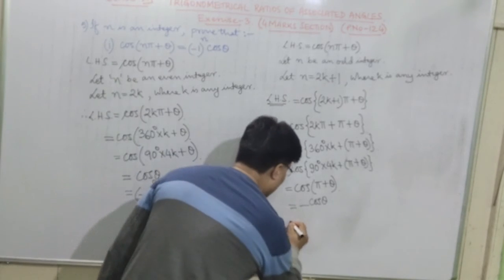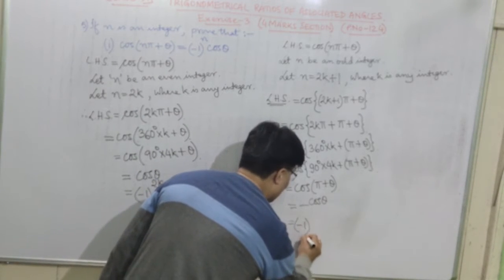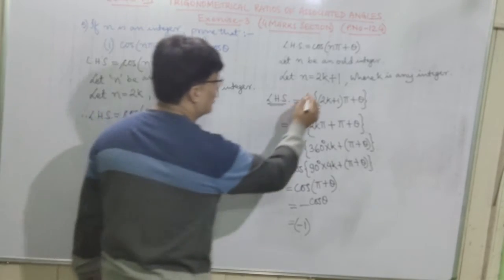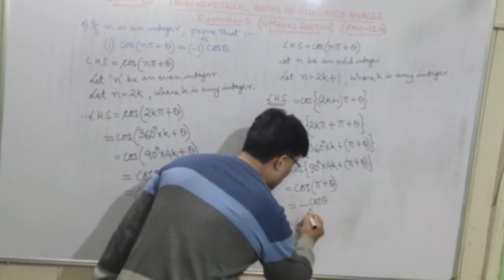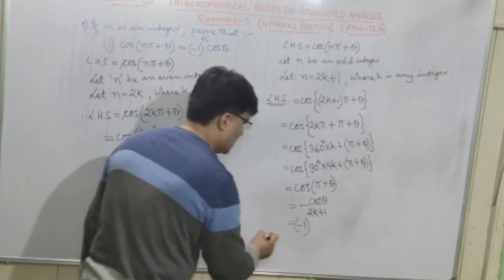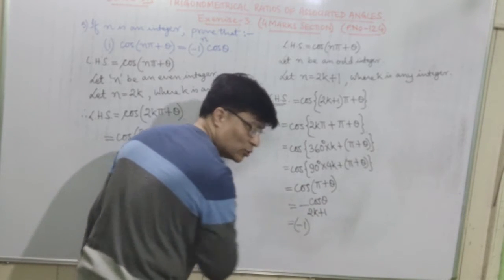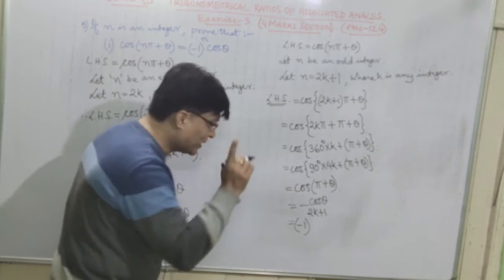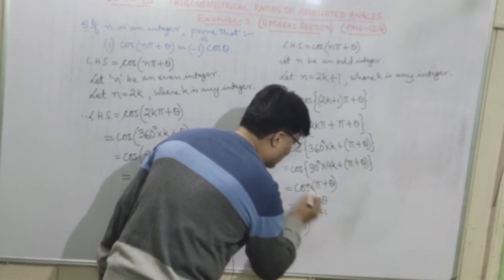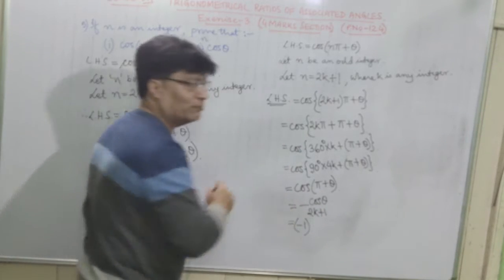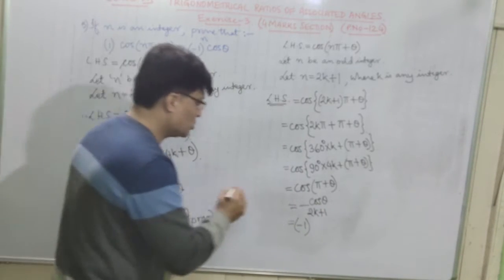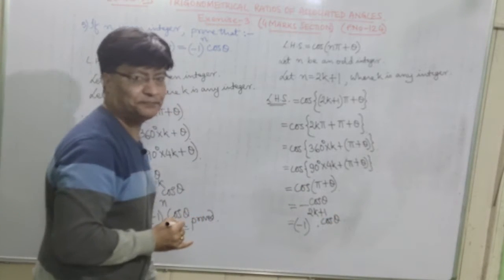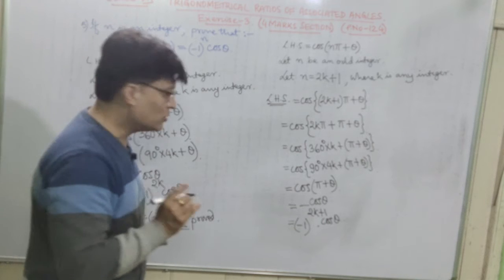So here you can write down minus 1 whole to the power odd integer is minus 1. You know that, isn't it? What is the odd integer here? 2k plus 1. So it is minus 1 whole to the power 2k plus 1. And you know that 2k plus 1 is an odd integer. So you can write minus 1 whole to the power odd integer, which is equal to minus 1. Understood? So into, what will you write here? Cos theta. Now I think you have understood it.